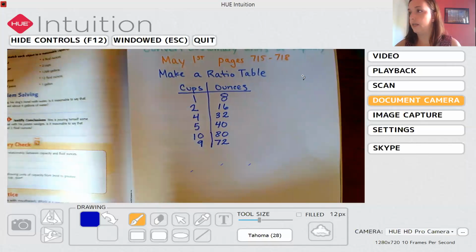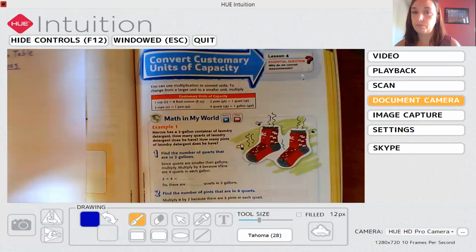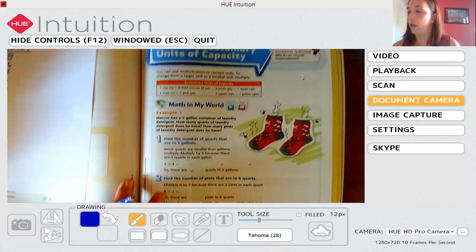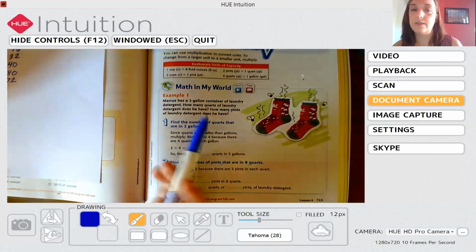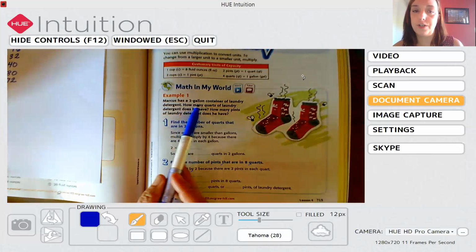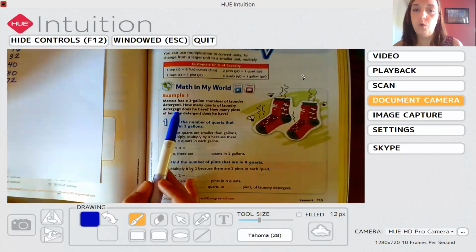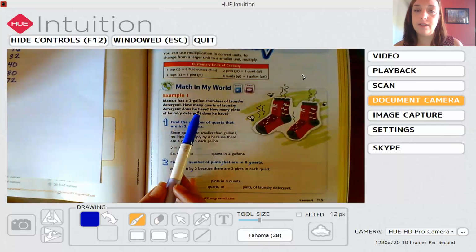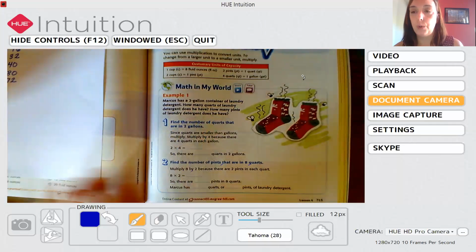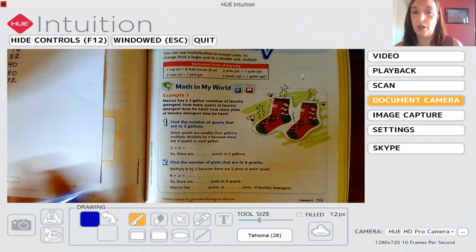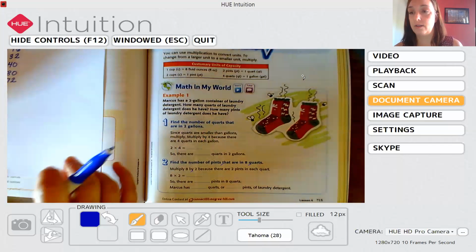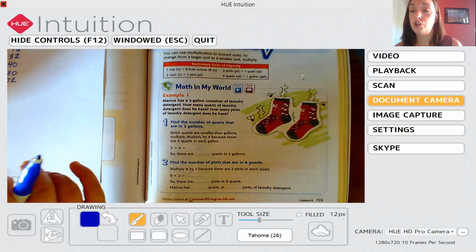So let's go ahead and take a look at the work in our book. So example 1, it says Marcus has a 2-gallon container of laundry detergent. How many quarts of laundry detergent does he have? How many pints of laundry detergent does he have? Okay, so first I want to know how many quarts there are in 2 gallons, okay?